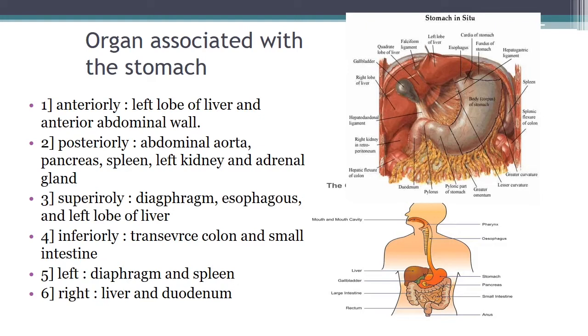Inferiorly, there is the transverse colon and the small intestine. On the left side, there is the diaphragm and spleen, and on the right side, liver and duodenum. So these all are the relations of the stomach.